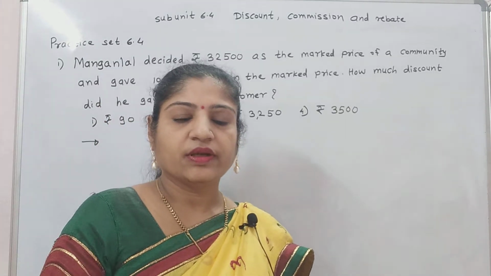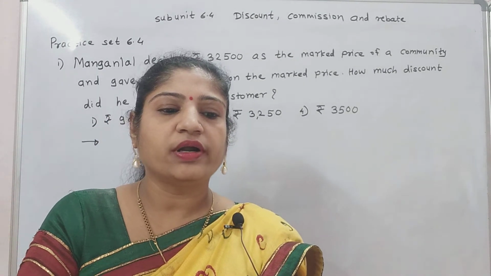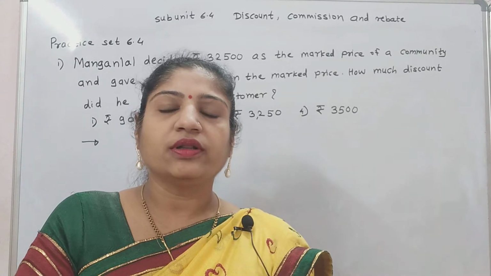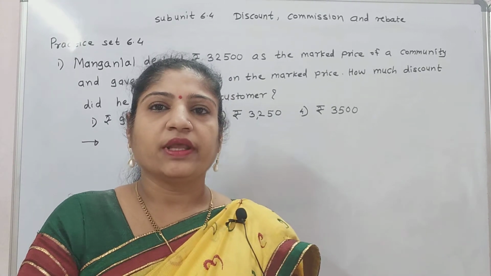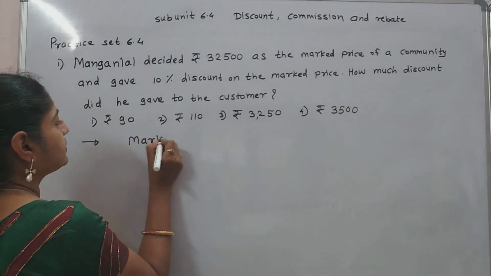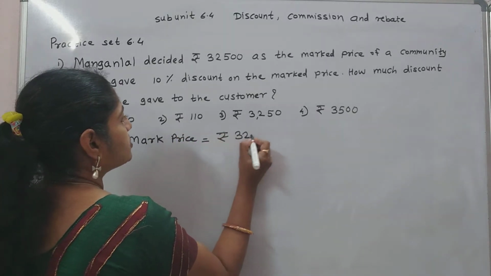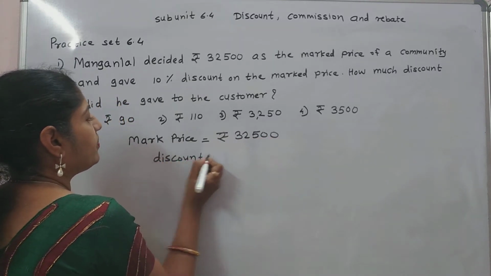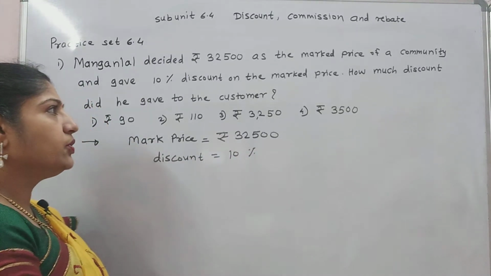Next example. Mangan Lal decided rupees 32,500 as a mark price on a commodity and gave the discount on the mark price. How much discount did he give to the customer? Now this is the mark price. Given is mark price rupees 32,500 and rate of discount equal to 10%. Now we have to find the actual discount given to the customer.